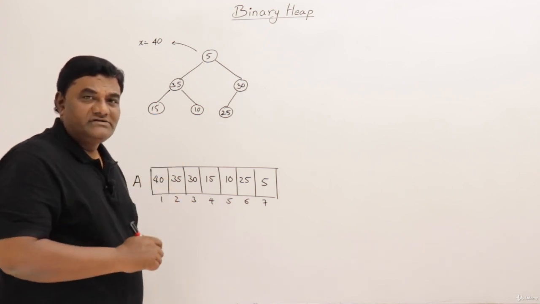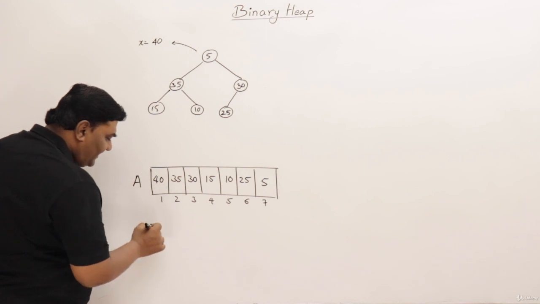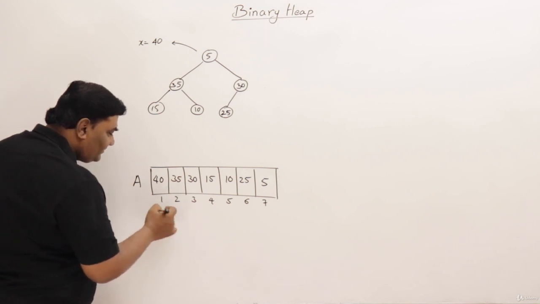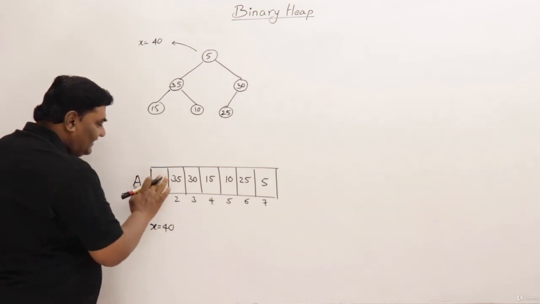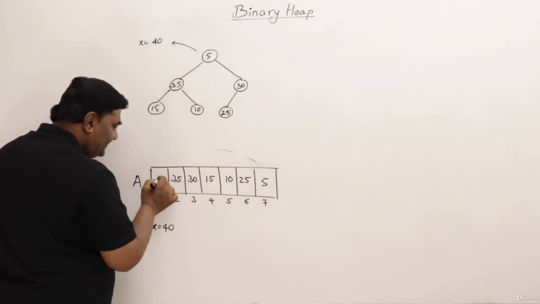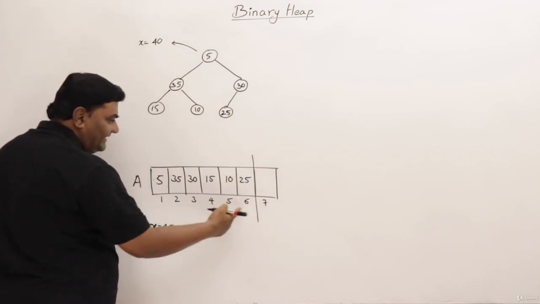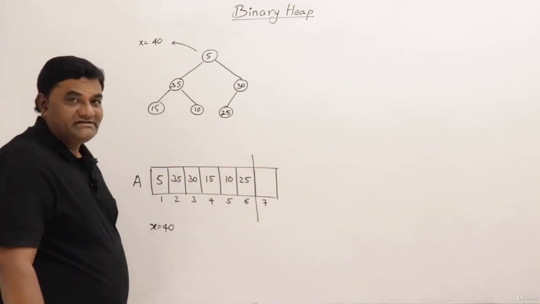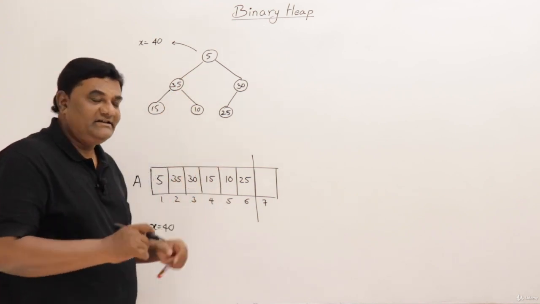Before showing you how to adjust the elements, let us do the same thing in an array. I will take out this value 40, that is the root, the very first value at index 1, into variable x. And I will bring this 5 to this place, so 5 is copied here. Now the heap is till index 6, the 7th location is empty. Now how to adjust these elements to form a max heap?